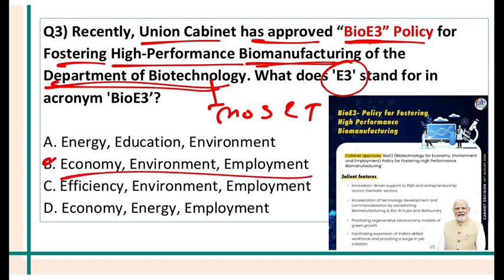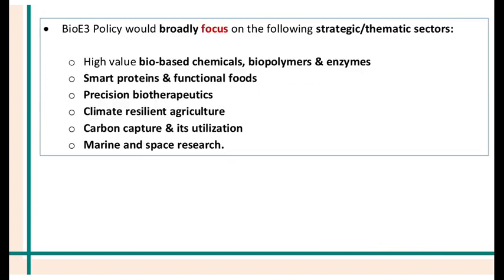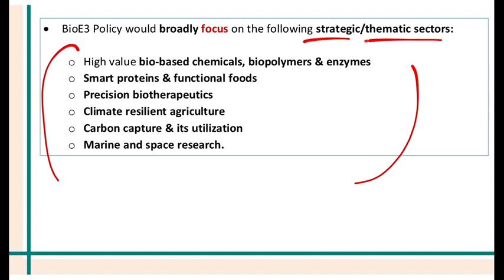Basically, the Bio E3 policy is for having high performance biomanufacturing in the field of biotechnology. It has been started by the Department of Biotechnology. A lot of innovation driven support to research and development and entrepreneurship will be given across different sectors: high value bio-based chemicals, biopolymer and enzymes manufacturing, smart proteins and functional foods manufacturing, precision biotherapeutics, climate resilient agriculture, carbon capture, marine and space research. It will focus on all of these. So these are the strategic or thematic areas.